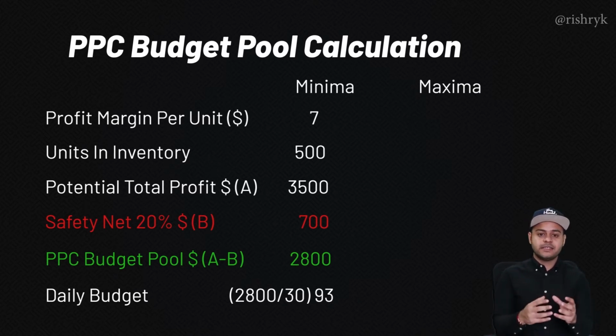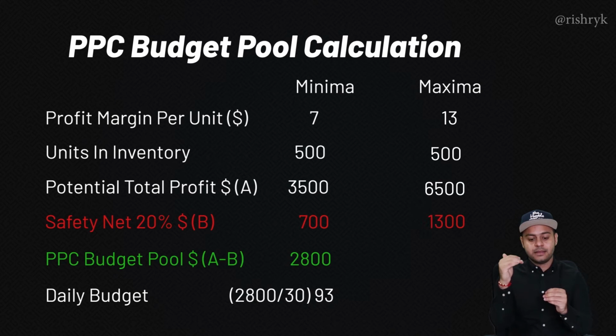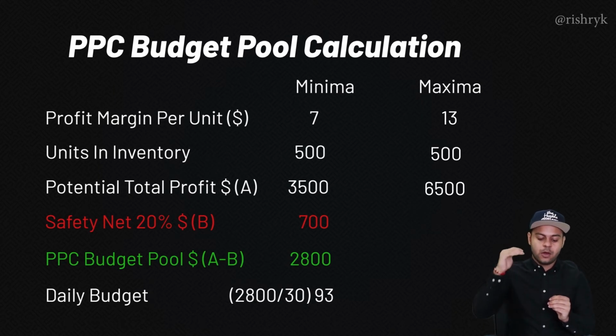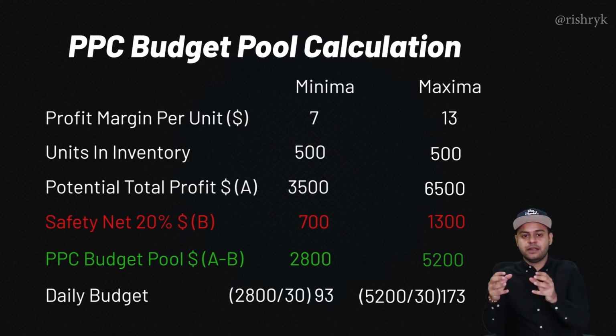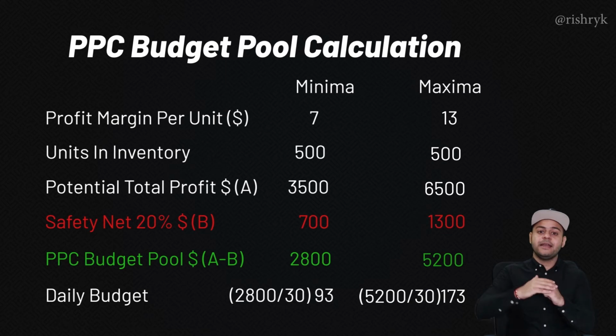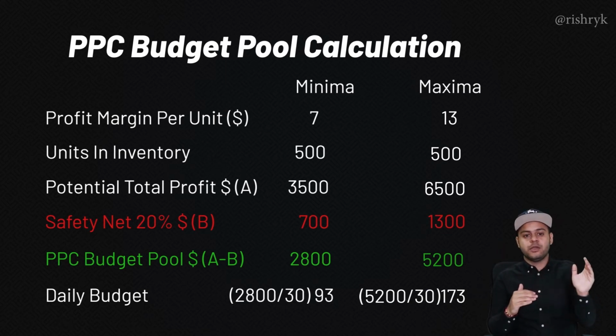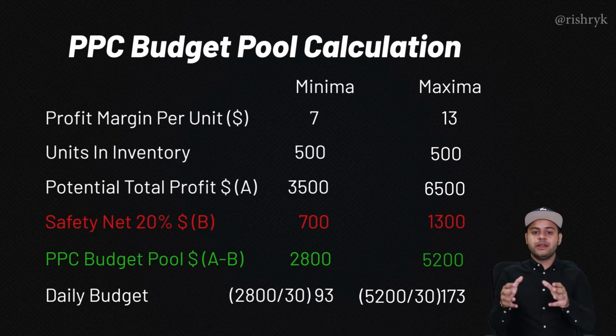So let's assume that the maximum profit per unit that you can aim to acquire per order from Amazon orders is $13. And if you do the same math, you will have a PPC budget pool of $5,200. Okay, and that amounts to $173 per day as your budget. So basically the goal right now is to oscillate between these two numbers depending on your selling price, depending on the profit per unit that you are getting as you are progressing in the weeks ahead during your Amazon product launch.